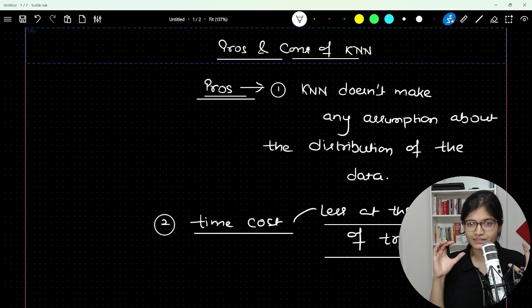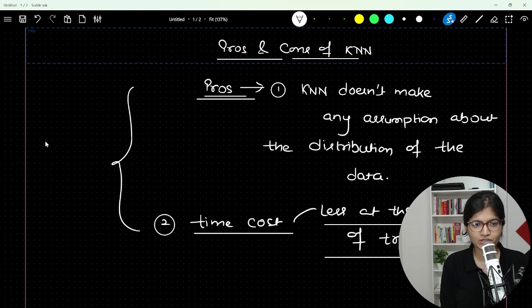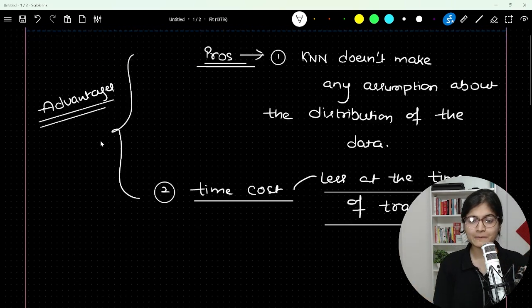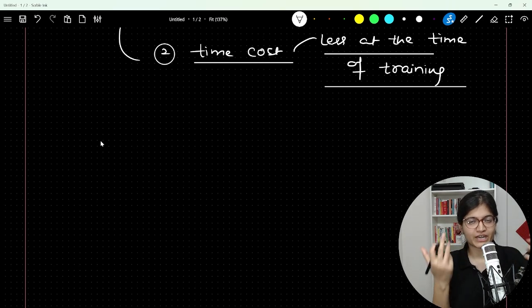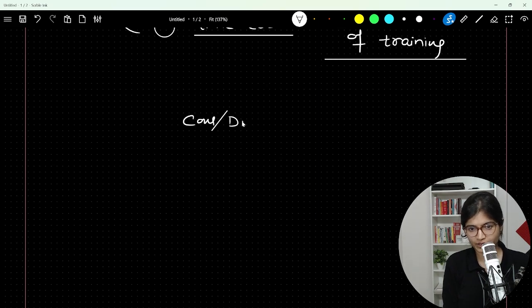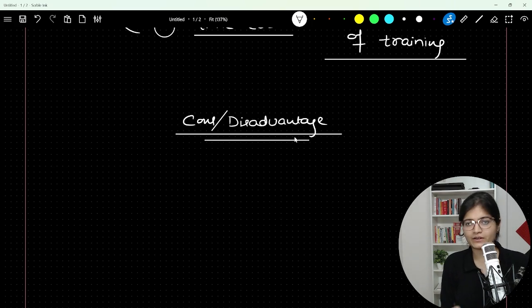So there are two important advantages of this particular algorithm. The first advantage is that there is no such assumption. The second advantage is that at the time of training, the execution time is much faster. It means the time required to train that model is very, very little. Makes sense, right? Now let's talk about the disadvantages, which are very important to understand, or in other words, the cons of this algorithm.